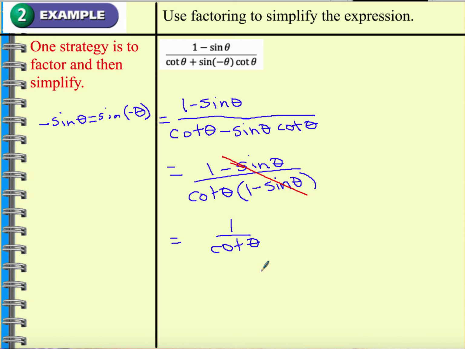Now 1 divided by the cotangent of theta is one of our reciprocal identities. The reciprocal of cotangent is tangent. So I can take it out of this form and write it as tangent. Because as you know from our reciprocal identities, the tangent of theta is equal to 1 divided by the cotangent of theta. So I just used that substitution. See, this one didn't even need the Pythagorean identities. Let's continue.